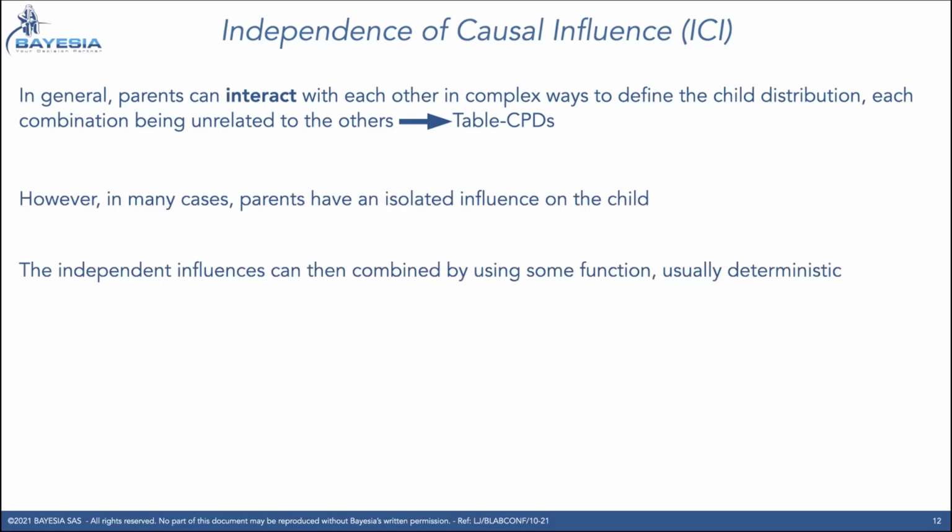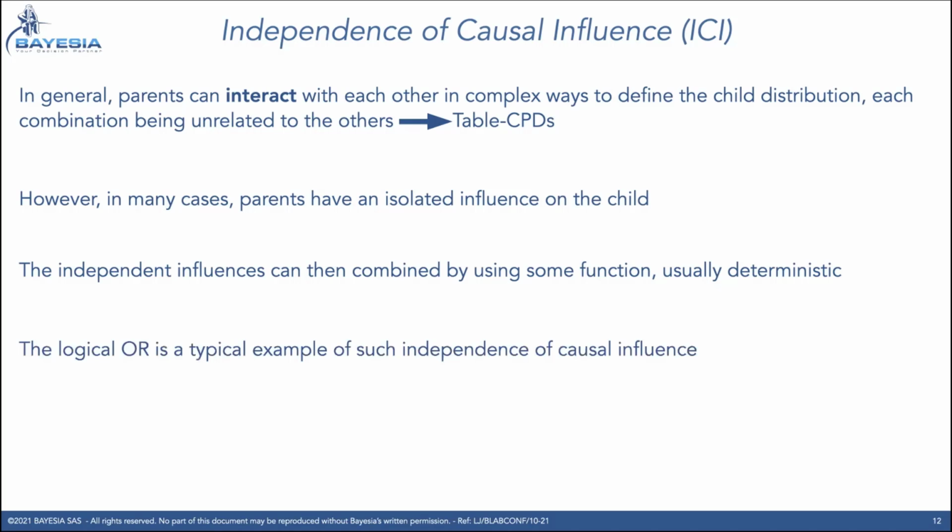But in many cases, the parents have an isolated influence on the child, right? And you can see that in brainstorming sessions, it's not that frequent that you have interactions. So the idea is, how can we exploit the fact that the parents are not interacting, right? So we are going to exploit this independence of causal influence by using some function. And usually this is a deterministic function.